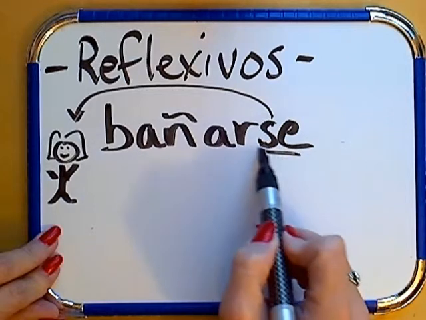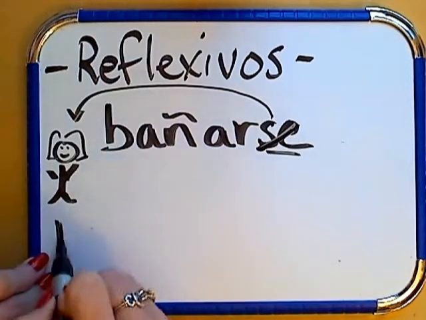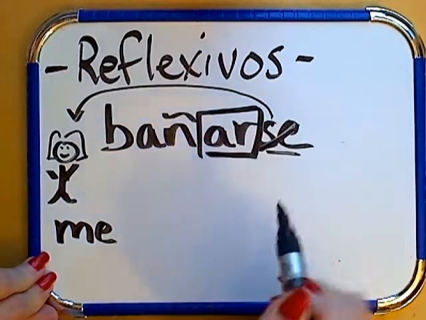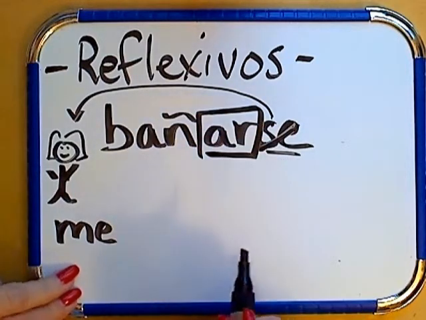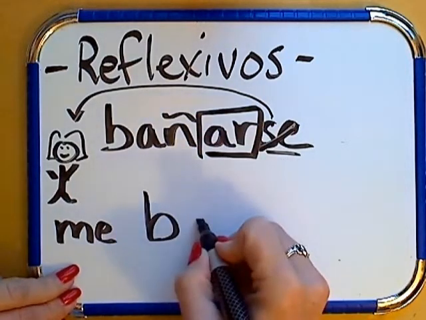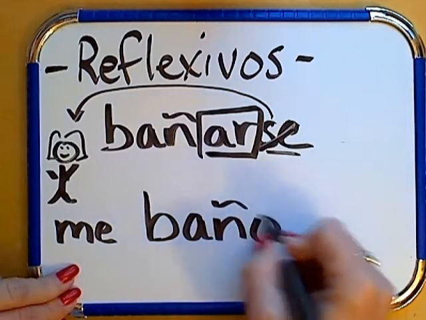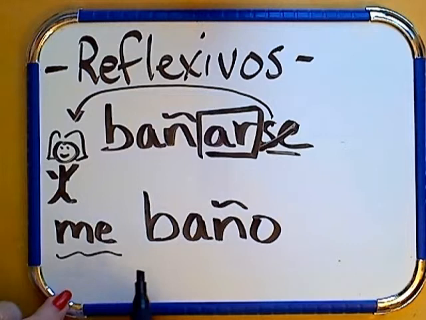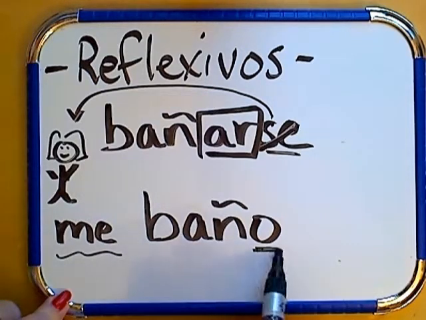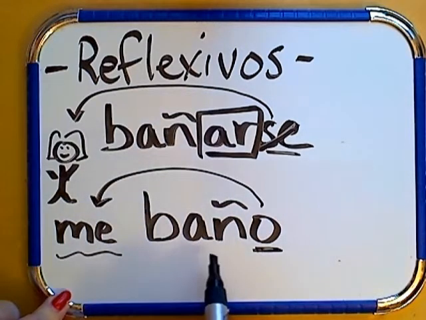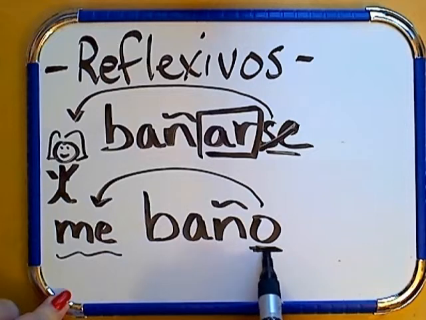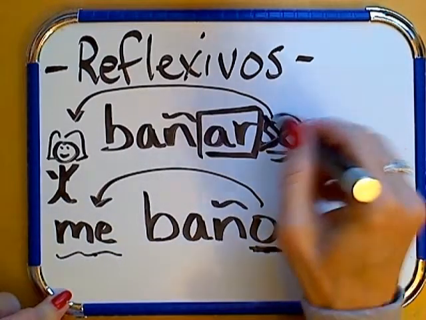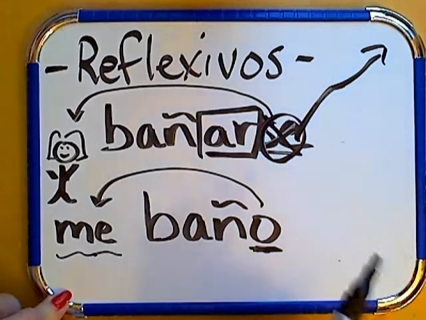So we bring the se off, and we bring it to the front, and now it becomes me. Now I have the AR verb left. I change that to the O form, the yo form, which is the O form, and I say me baño. I must have this me here in order to know that I am bathing myself. That is what this means. I am bathing myself.